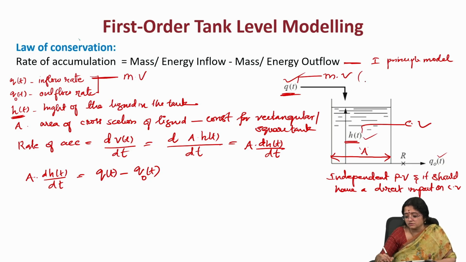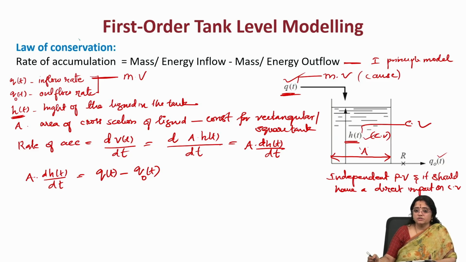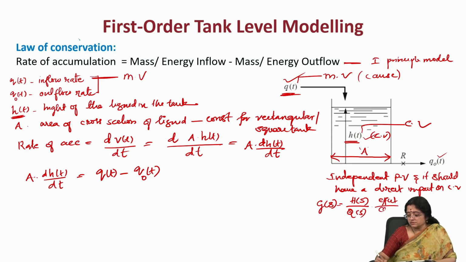Now this is my cause, that is, if I change Q of t, there is a considerable change observed in H of t, the controlled variable. That is the reason why we have to build a mathematical relationship between H of t and Q of t. This mathematical model that we are going to build will give us an expression in the S domain as output H of s by input Q of s, which means effect by cause. This is the relation we are going to identify at the end of this modeling.